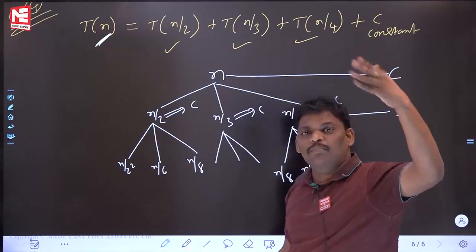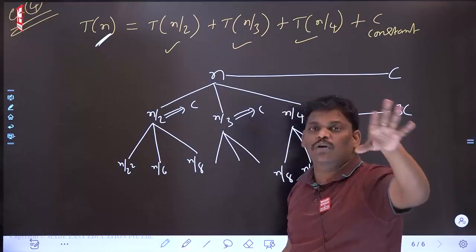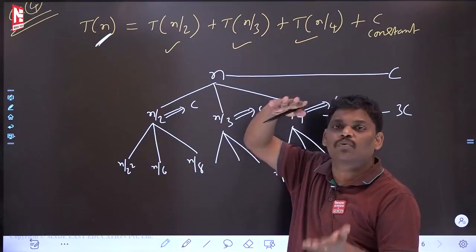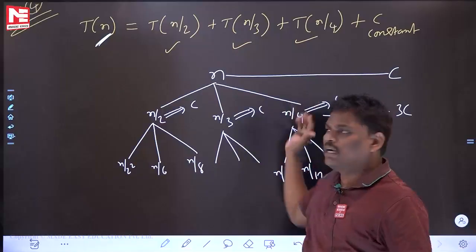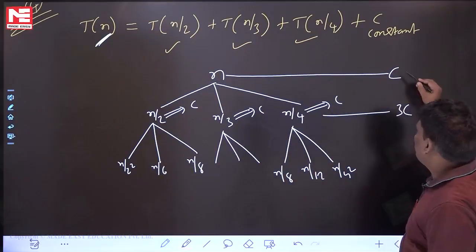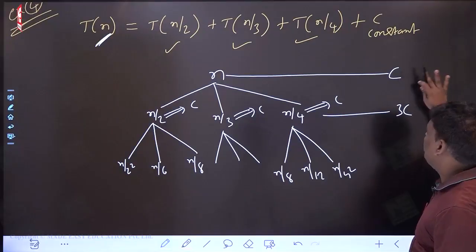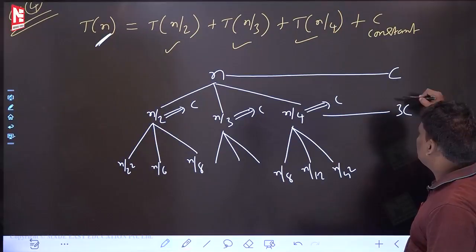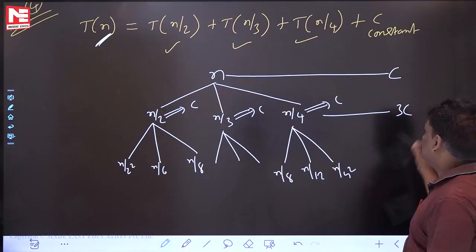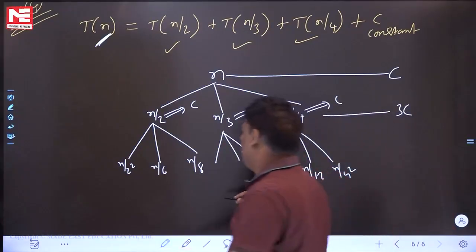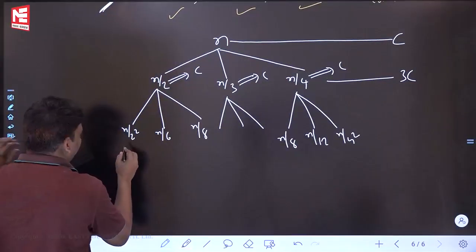In the final answer, you can write the upper bound or the lower bound. In between, don't do it. Until 3 rounds, at least don't do it. Please be careful. So the first round c came, the second round 3c came. First level, second level, there is some difference. The same is not coming, a series is coming. Please be careful. Once again, let us see here, this one also.